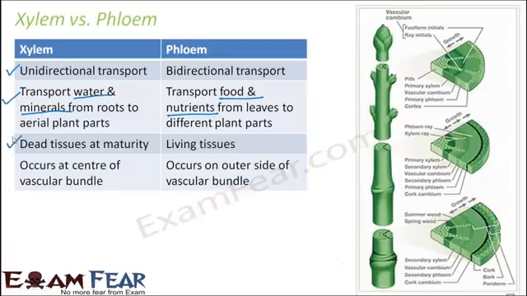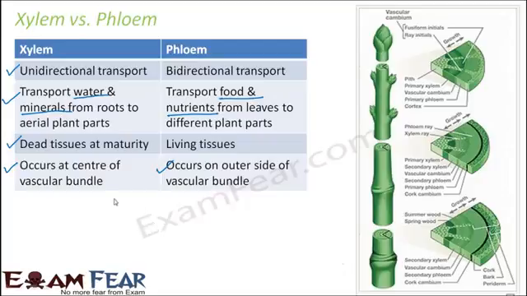Xylem, mostly they are dead tissues except xylem parenchyma, whereas phloem, they are mostly living tissues except phloem fibers. So in xylem, out of 4 elements, 3 are dead, whereas in phloem, out of 4 elements, 3 are living. Xylem occurs at the center of the vascular bundle. Phloem occurs on the outer side of the vascular bundle.